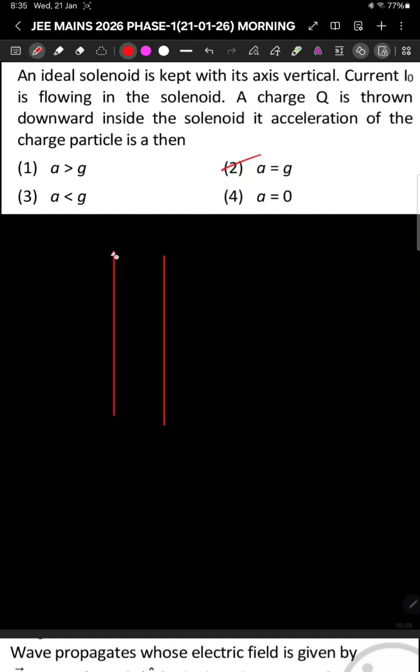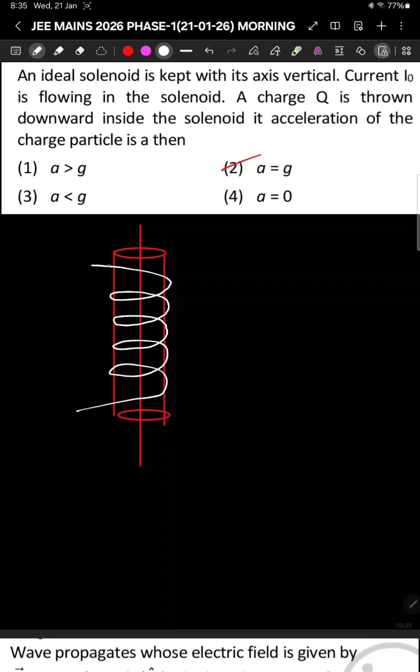Here we have an ideal solenoid. It was mentioned an ideal solenoid is kept with the axis vertical. A current I is flowing in the solenoid. So here we have some current passing like this, some I naught current passing through the solenoid. A charge Q is thrown vertically downwards inside the solenoid. Here a charge Q was thrown like this with some velocity, thrown down.